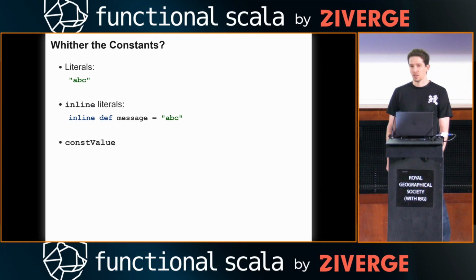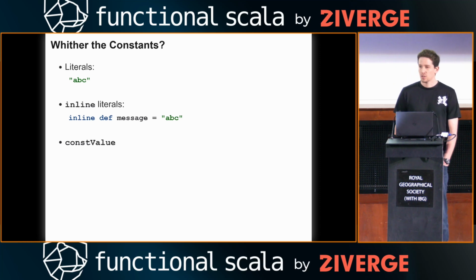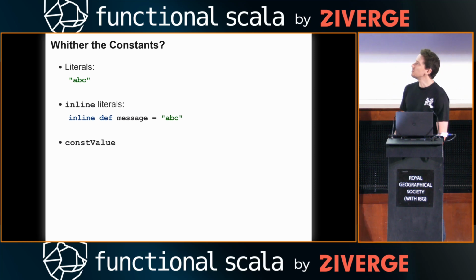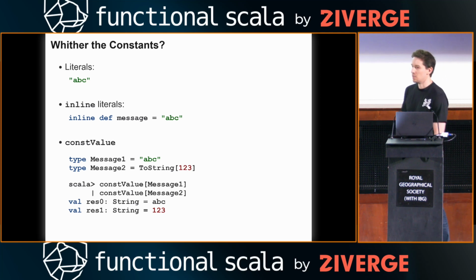The constValue function takes a compile-time literal type or singleton type and converts it into a compile-time constant that matches that type. So for example, we have the type message, which is a string literal type, not a value. We also have the integer literal 1 to 3, and a compile-time type function from integers to strings. Both of those are types, and we can pass them into constValue and get back a value, not a type, that matches those types that we had at compile time.